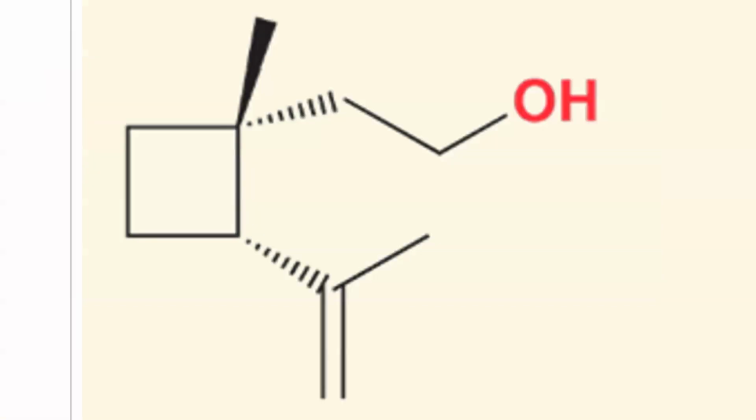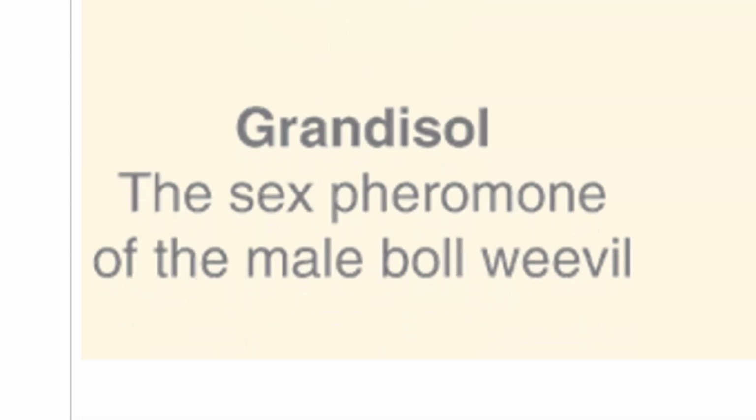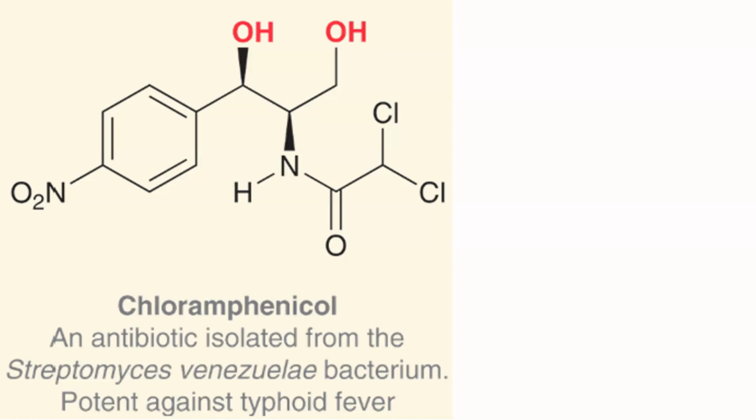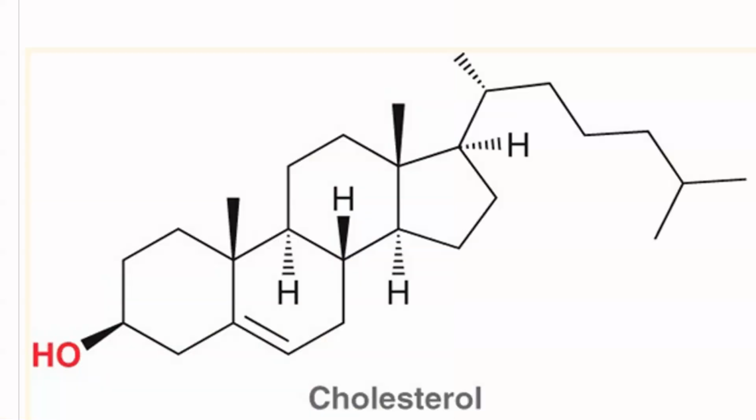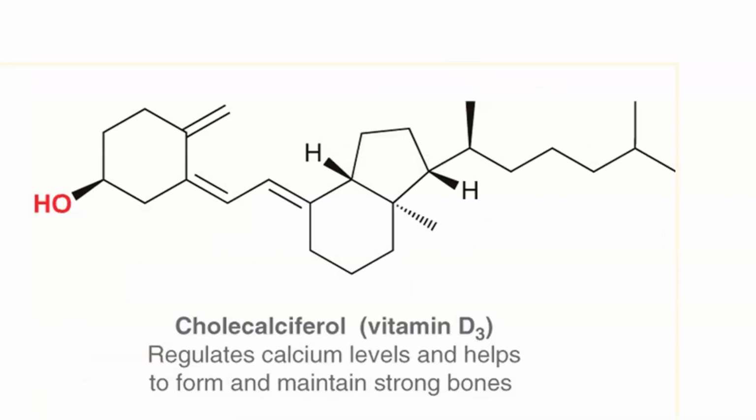And then, of course, there is grandisol, the sex pheromone of the female boll weevil. Oh no, I'm sorry, the male boll weevil. Here's chloramphenicol. It's an antibiotic. It's got two hydroxyl groups. It is a diol. Here's cholesterol. It's got lots of chirality centers. And cholecalciferol. Your body makes this when your skin is exposed to ultraviolet light.